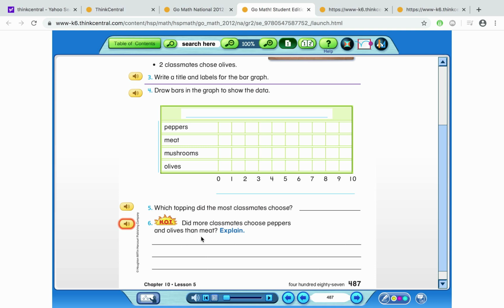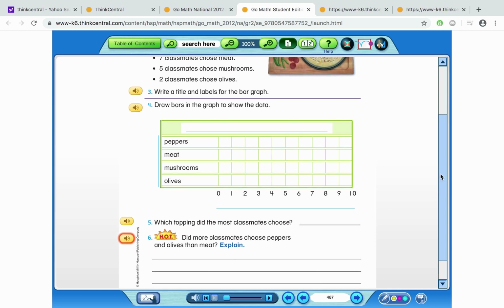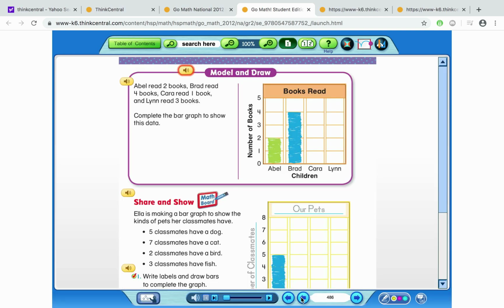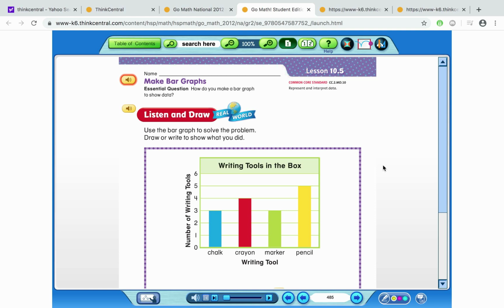And to explain your answer, you can say, more classmates chose blank. And then when you explain your answer, you can say, I know because I added and got this answer, and it was bigger than the other answer. But you're going to fill in the answers there. I don't want to do too much work for you. But that's all we are going to do today. We're not going to do the other page. Our objective today is to understand bar graphs, but not just understand how to use them, create labels and titles. So we're on lesson 10.5, making bar graphs.